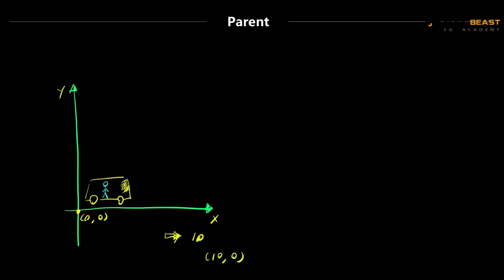And since the character is sitting in the car, he actually has two position relationships. One is his world position. The other is his relative position to the car. Let's look at the world position first. Since the person in the car didn't move at all, he is simply sitting in the car. So his world position matches the car at 10, 0. But his relative position, because he hasn't moved inside the car, is still 0, 0.